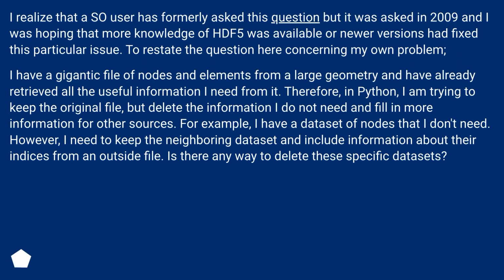I have a gigantic file of nodes and elements from a large geometry, and have already retrieved all the useful information I need from it. Therefore, in Python, I am trying to keep the original file, but delete the information I do not need and fill in more information for other sources. For example, I have a dataset of nodes that I don't need. However, I need to keep the neighboring dataset, and include information about their indices from an outside file.